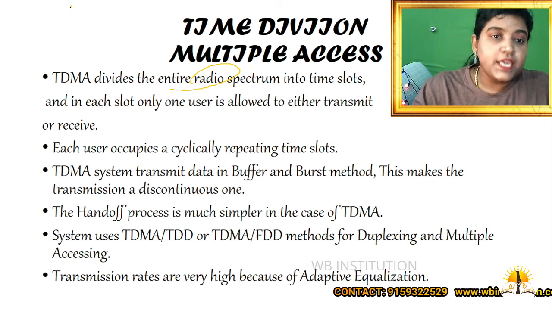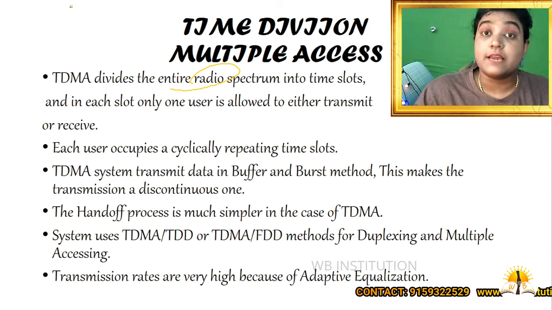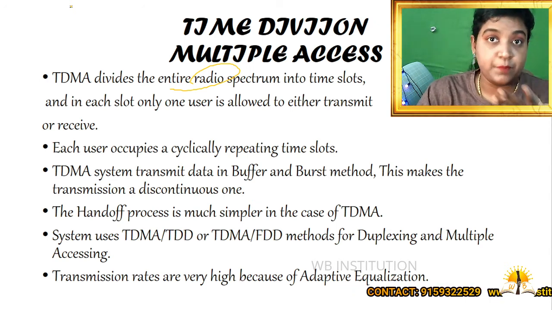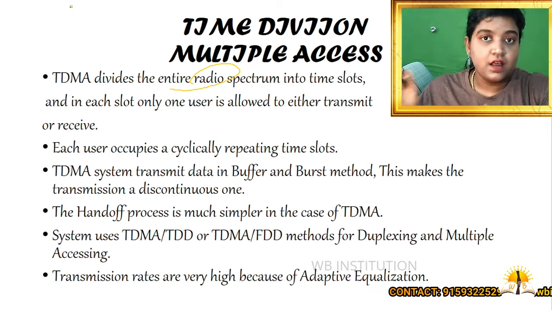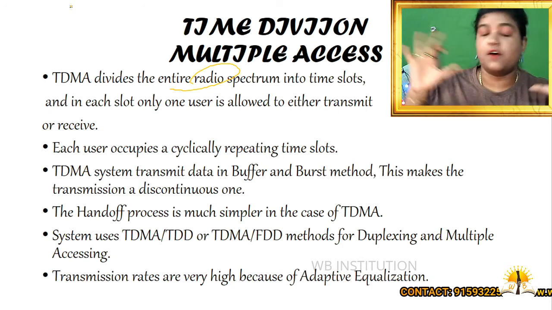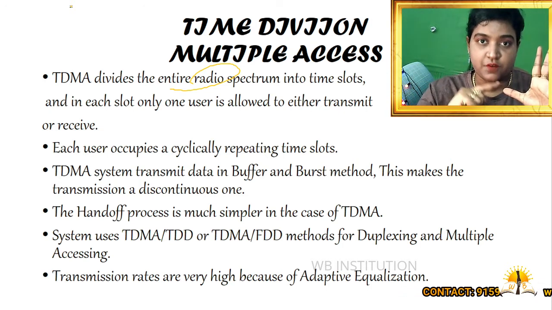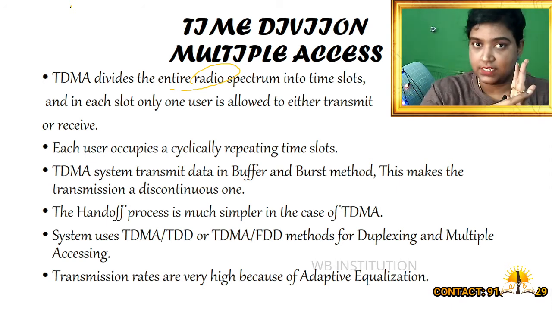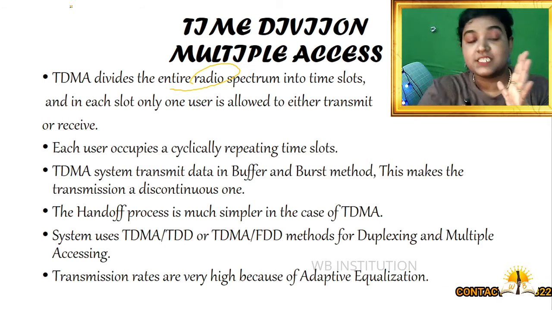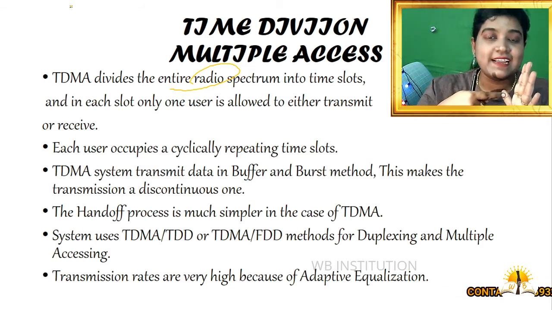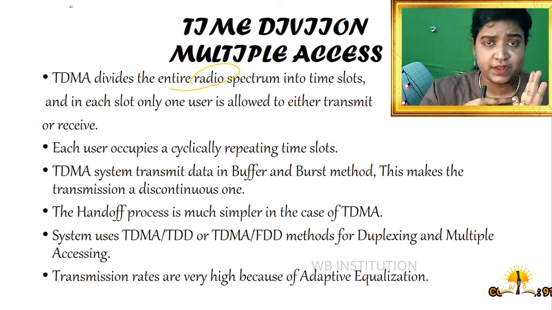Okay, each user occupies a cyclic repeating time slot, which I explained to you previously while explaining the frame structure, right? Each frame is transmitted once. See, for example, if I have 5 users, the frames get transmitted from user 1, 2, 3 till 5. Again from 5 it is transmitted to user 1. This process is said to be a cyclic process, cyclic repeating time slots or frame slots, right?